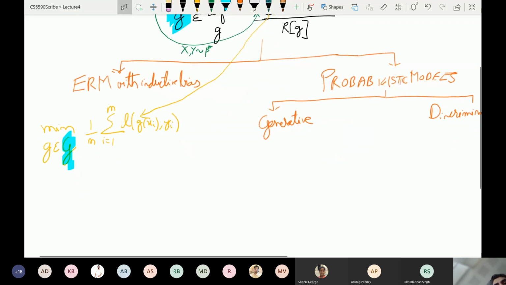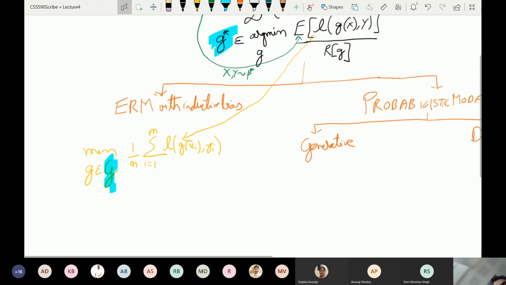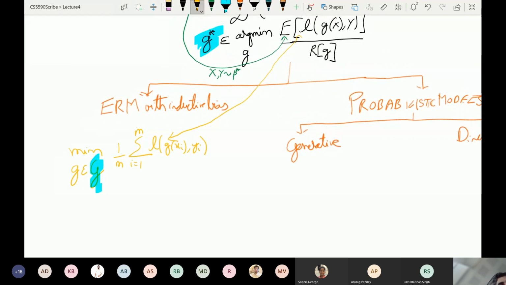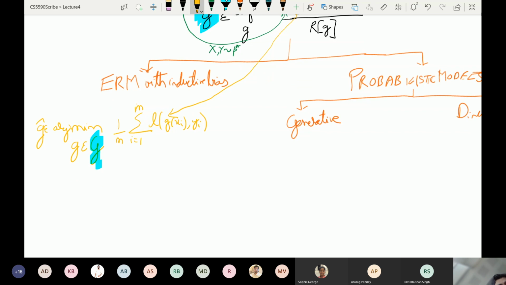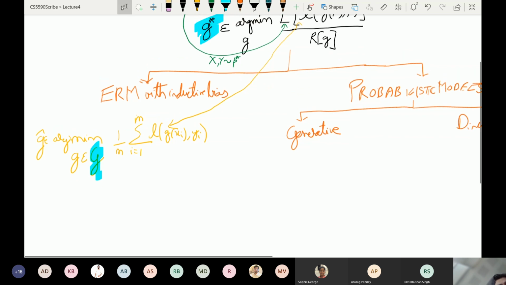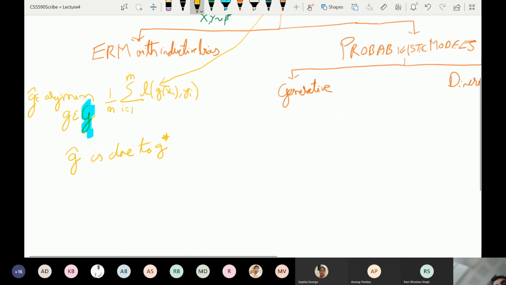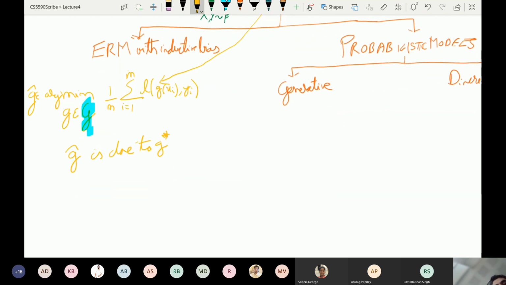Okay, so there are two things which we do. The goal of this: whatever we get here, let us call it G hat. So the minimizer is G hat, right? And what we are interested in ERM is to show that G hat is close to G star. That's our goal. Okay, so everybody till here agrees with me?